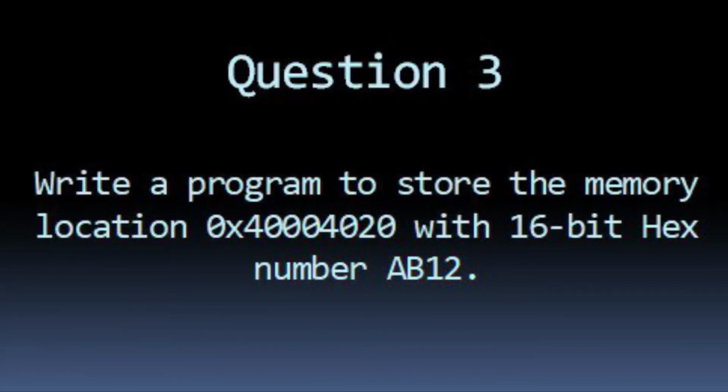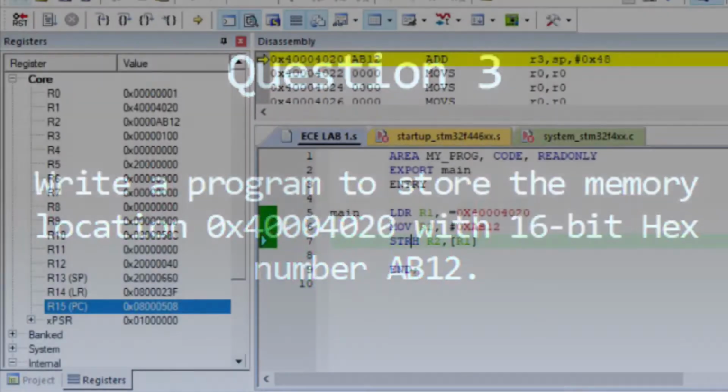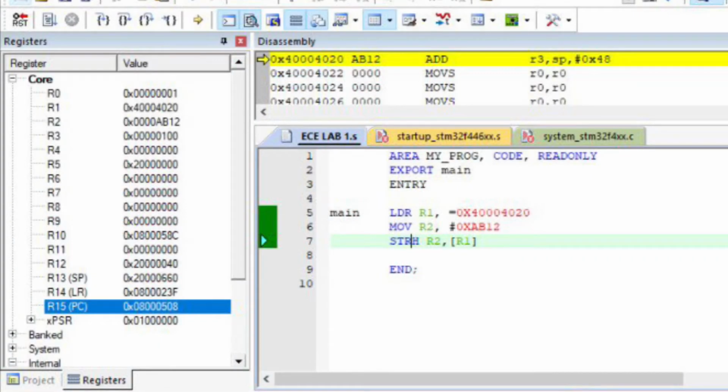For question 3, write a program to store at the memory location 0x40004020 the 16-bit hex number AB12. I use LDR for R1, which is 0x40004020, and next I use MOV R2, #0xAB12, and I use STRH to store the data R2 at address R1.